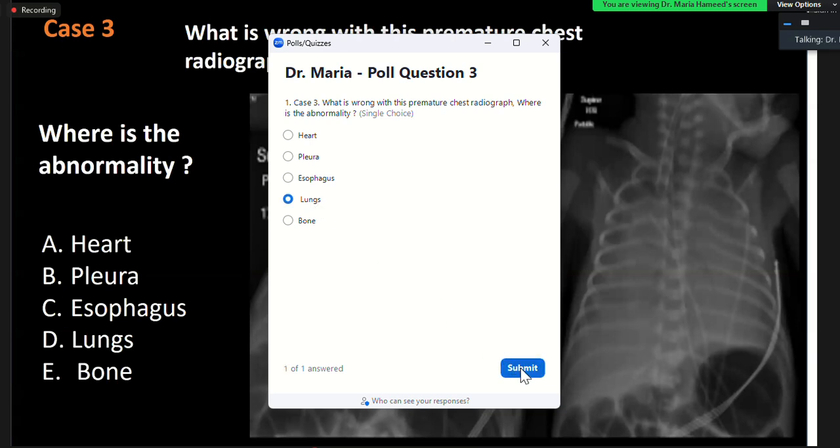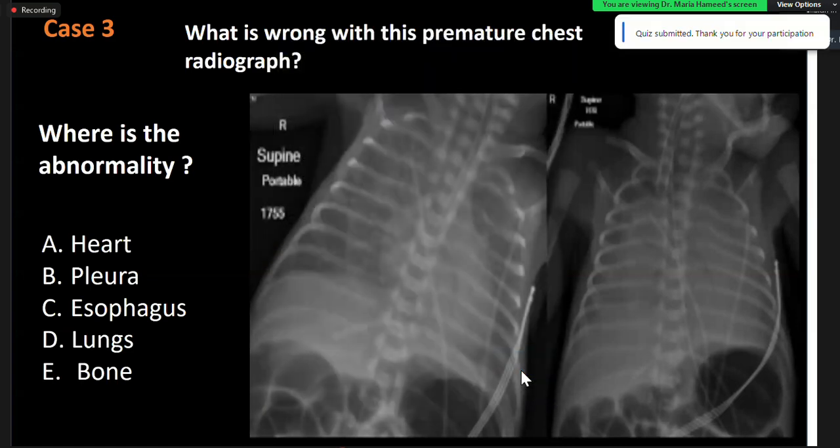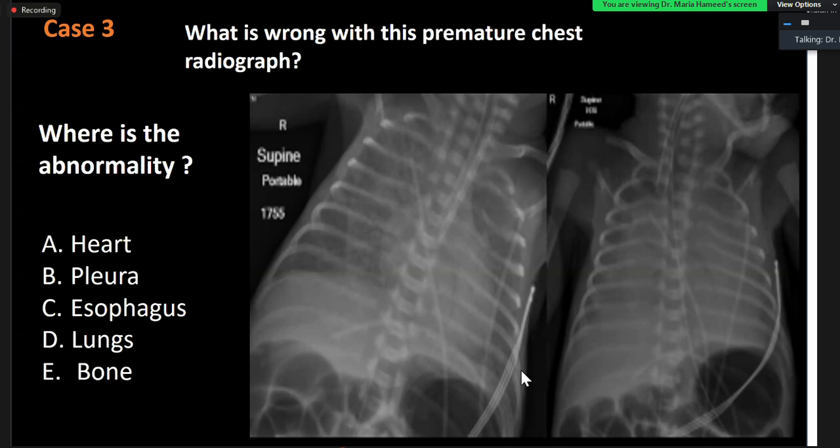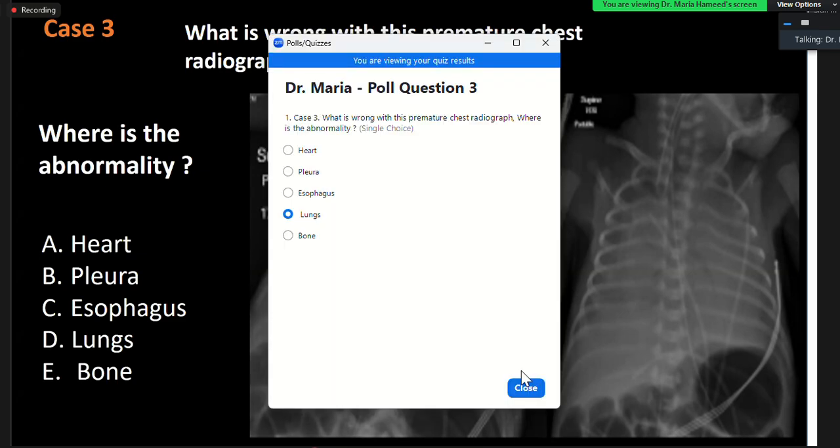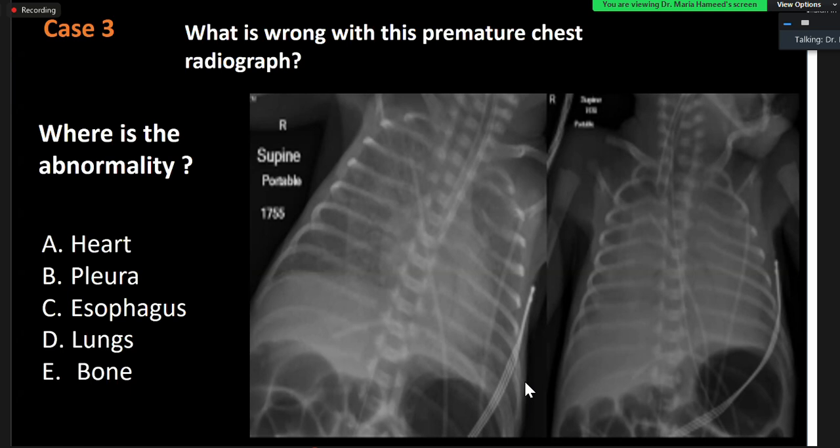Okay. So are you thinking that the heart is affected? Maybe the pleura is the culprit? Or is it the esophagus? Or is it the lungs or bone? So majority, 60%, 64%, oh, it's quickly changing. Okay, let's stop the poll. So 63% of the audience is thinking that the lungs are affected.